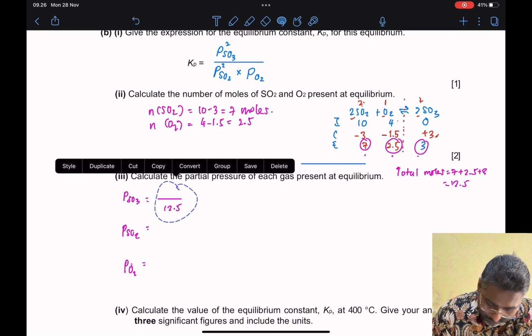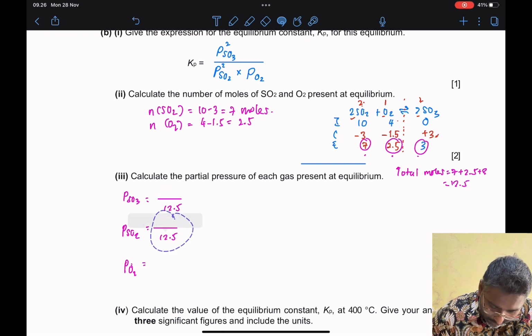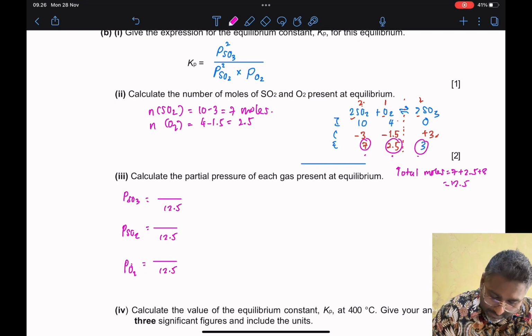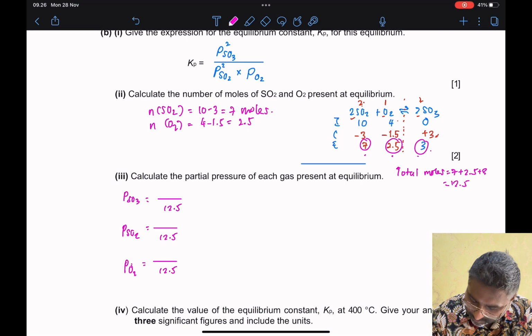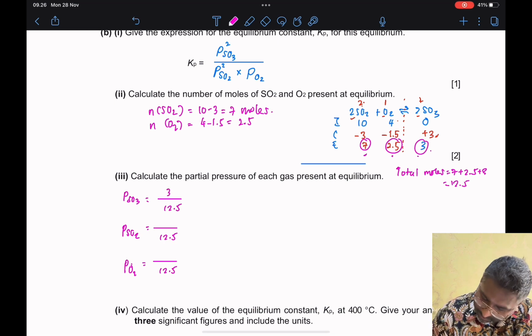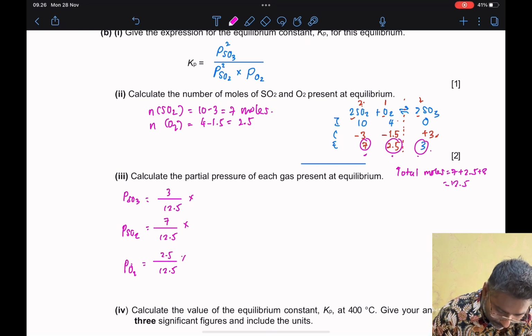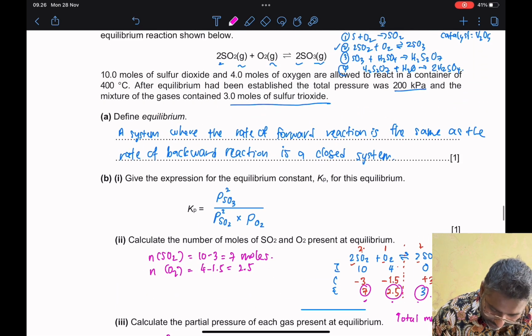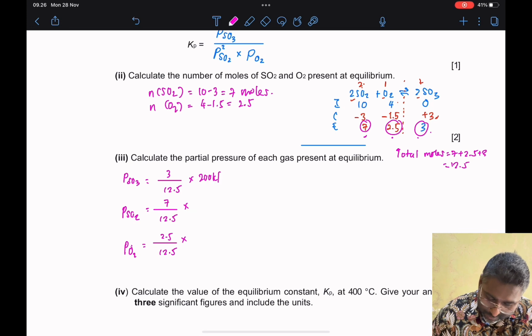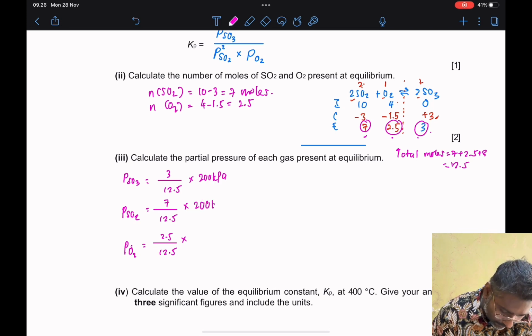I copy and paste it over here. In this case, sulfur trioxide is 3, SO2 is 7 at equilibrium, and O2 is 2.5, and then you need to times with the total pressure. The total pressure they have given is 200 kilopascal.